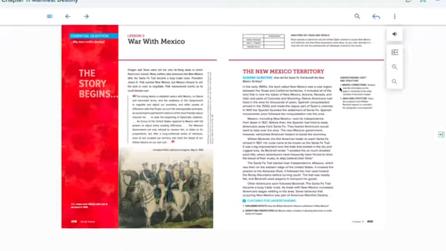So let's take a look at making connections. Analyze how the information on this page is connected to the wider narrative of the entire chapter. Does the quotation from William Becknell support or contradict the paragraph it accompanies? And let's look at all the questions.